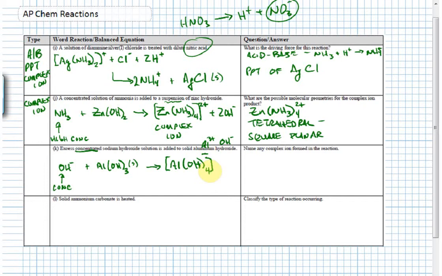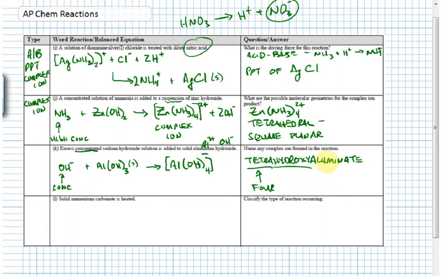You would name this as the tetrahydroxide aluminum complex ion. Or some people might call it tetrahydroxy aluminate. I have to believe that the graders would be pretty liberal here. They're going to see the tetra here. Again, tetra is the standard prefix for 4. So tetrahydroxy, hydroxy referring to the OHs, aluminate ion. I'm also thinking that tetrahydroxide aluminate would be fine as well.